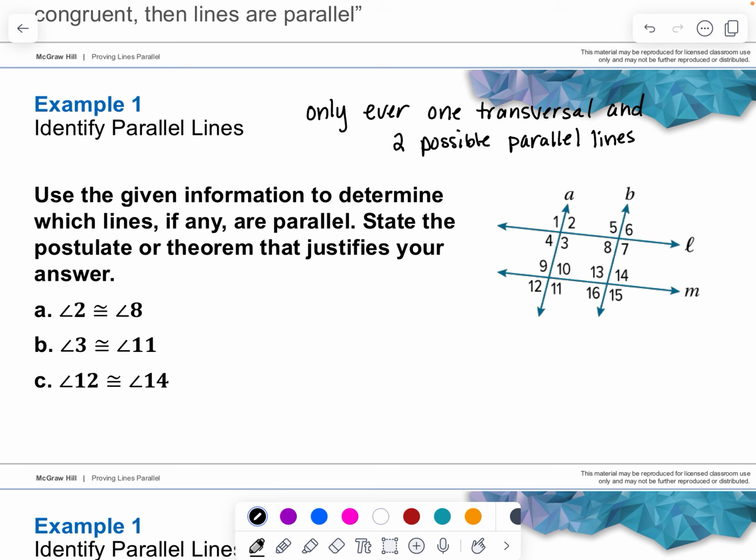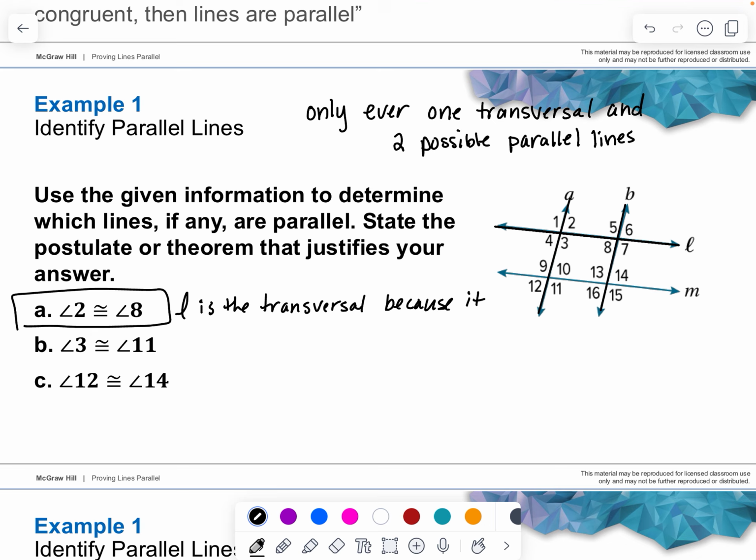So when you look at this, when it says angles 2 and 8, go find 2 and 8 and find the lines that they're on. So we find angle 2, or line 2. Angle 2 is on A and L, and angle 8 is on B and L. Okay, since they're both on L, L is the transversal, because it touches both angles.